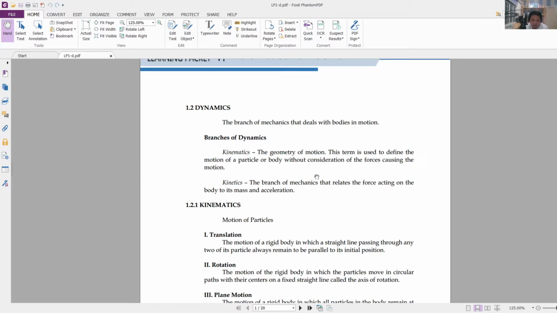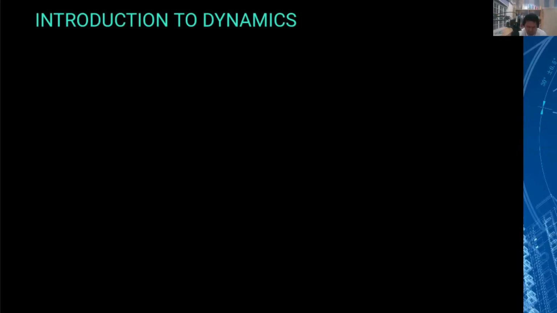So first, we have here kinematics and kinetics. Under kinematics, we also have translation, rotation, and plane motion. I will discuss these.